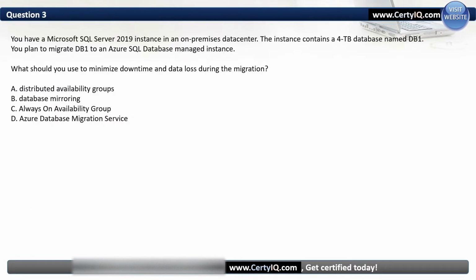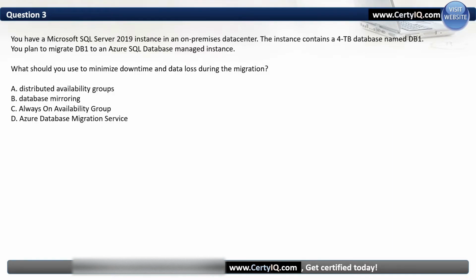Question 3. You have a Microsoft SQL Server 2019 instance in an on-premises data center. The instance contains a 4 TB database named DB1. You plan to migrate DB1 to an Azure SQL database managed instance. What should you use to minimize downtime and data loss during the migration?